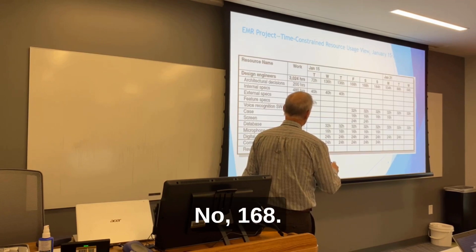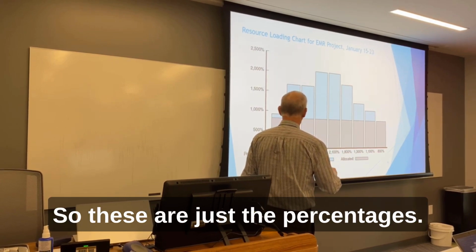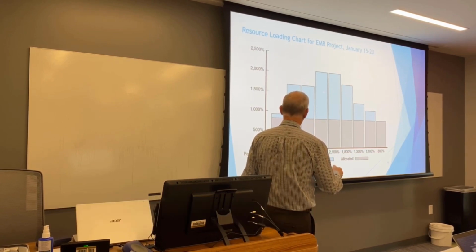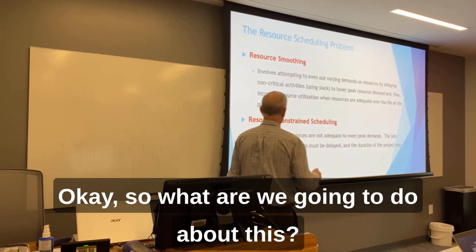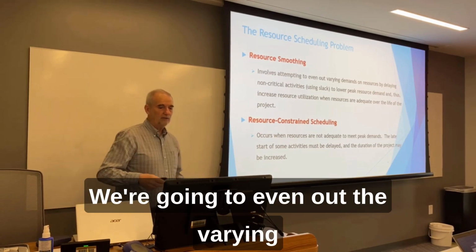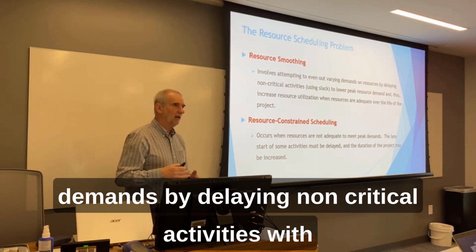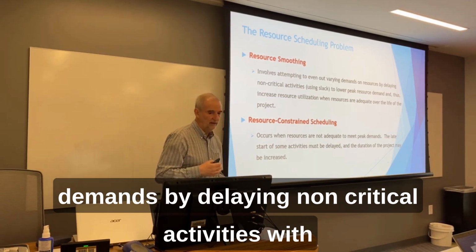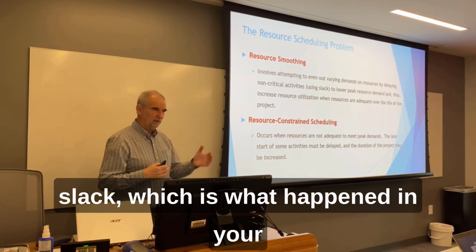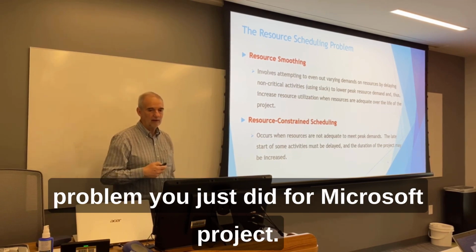No, 168. Anyway, we're over allocated. So these are just the percentages. Okay, so what are we going to do about this? We're going to even out the varying demands by delaying non-critical activities with slack, which is what happened in the problem you just did for Microsoft Project.